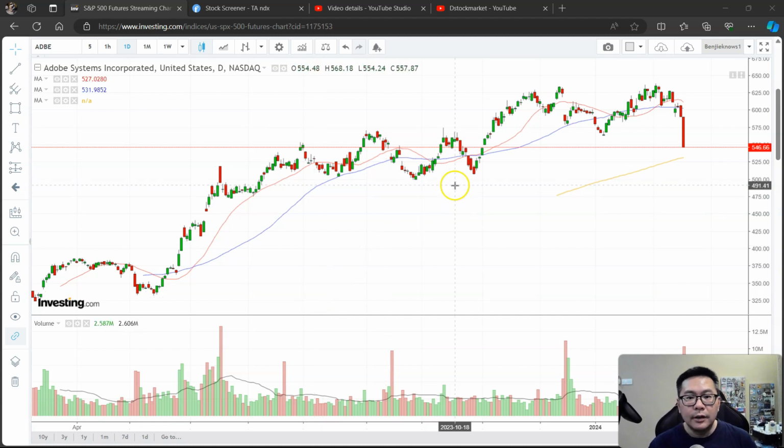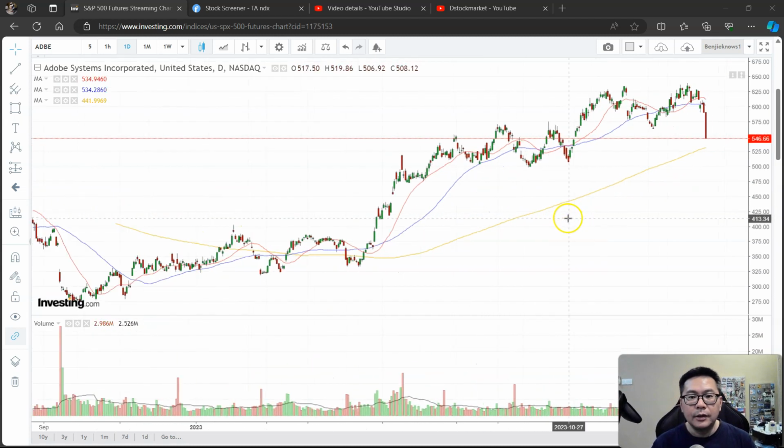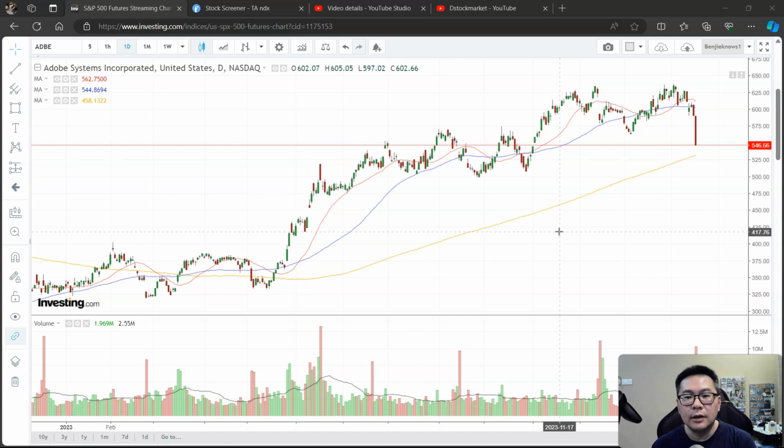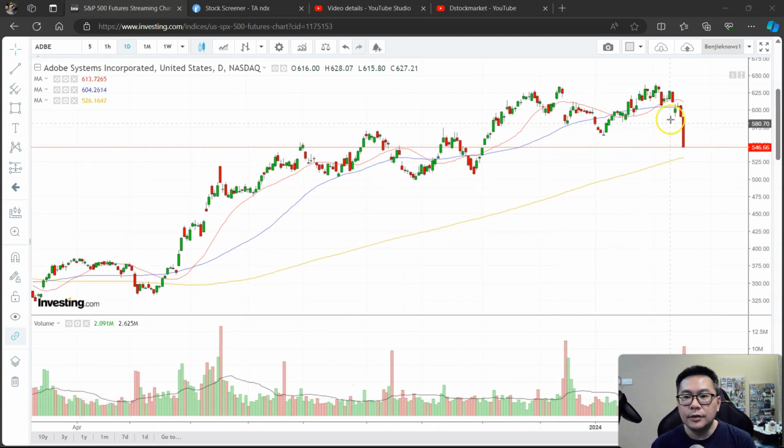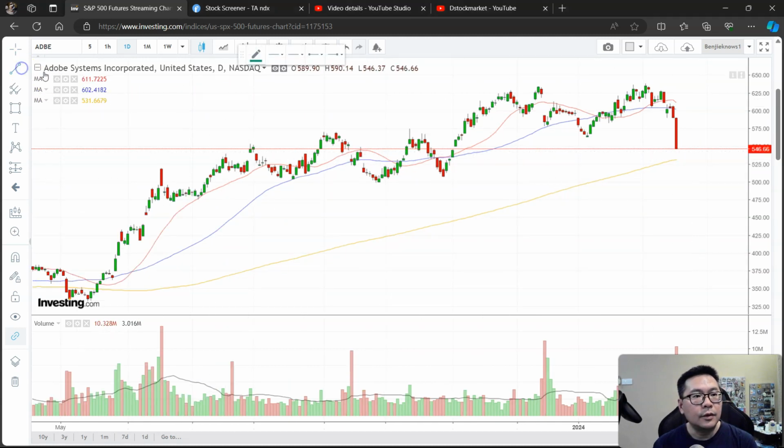Alright, let's take a look at the daily chart of Adobe and look at some of the technical analysis. The stock had a very nasty drop and is about to reach the 200 MA. The rising 200 daily MA can be a subjective support.